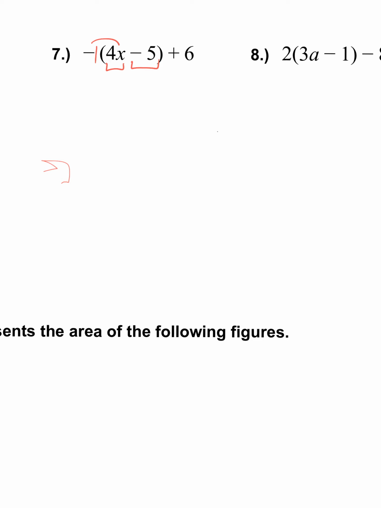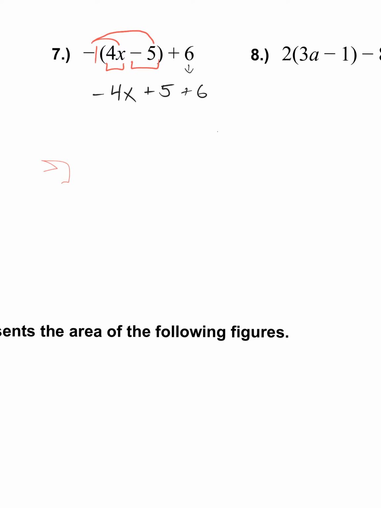Negative 1 times 4x gives us negative 4x. And then we are going to distribute the negative 1, multiply the negative 1 times this negative 5. So negative 1 times negative 5 is positive 5. So our next term is going to be plus 5. Positive 5 and plus 5 are the same thing. And then we can bring our plus 6 down here at the end. Notice we only distribute through to those terms in parentheses.